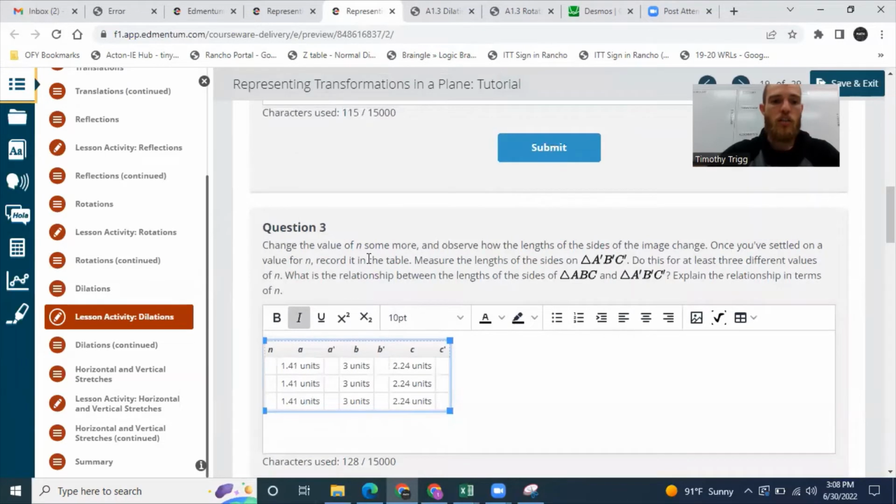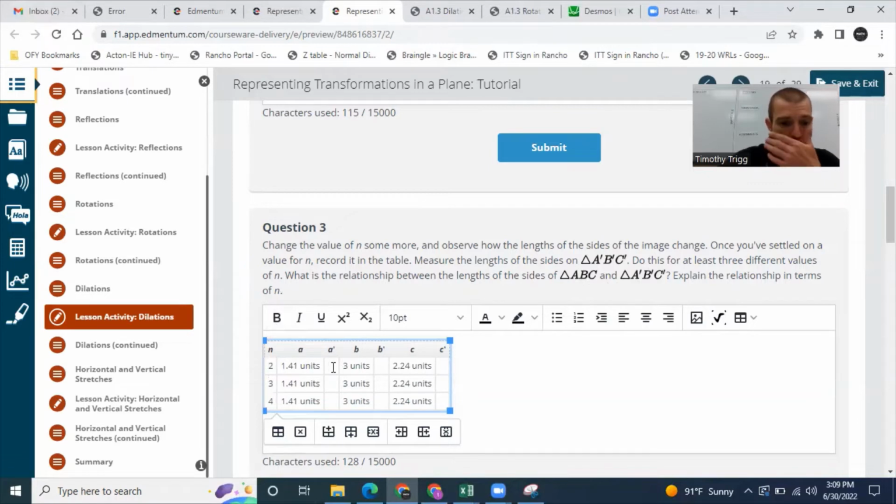Question 3. Change the value of n some more and observe how the lengths of the sides of the image change. Once you've settled on a value for n, record it in the table. Measure the lengths of the sides of triangle A prime, B prime, C prime. Do this for at least 3 different values of n. What is the relationship between the length of the sides of triangle ABC to triangle A prime, B prime, C prime? Explain the relationship in terms of n. So we could use those same n's we had before: 2, 3, and 4.